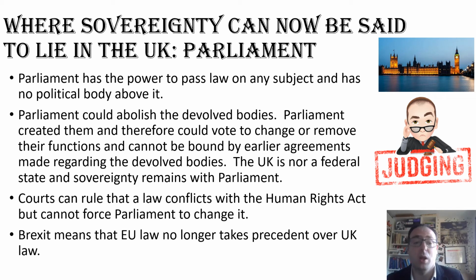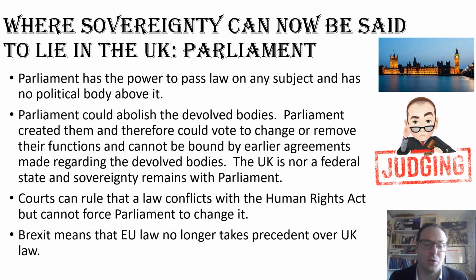So Parliament could abolish the devolved bodies: the Scottish Parliament, the Welsh Parliament, and the various bits of law that have been brought in creating the city region mayors, all that kind of stuff. They could get rid of all of it. It's not bound by any earlier agreements, such as that if we were to remove the Scottish Parliament, there'd have to be another referendum. Well, yeah, that's an Act of Parliament, and any Act of Parliament can be overturned by a new Act of Parliament. So the UK is not a federal state. Actual sovereignty hasn't been transferred. Sovereignty remains with Parliament.